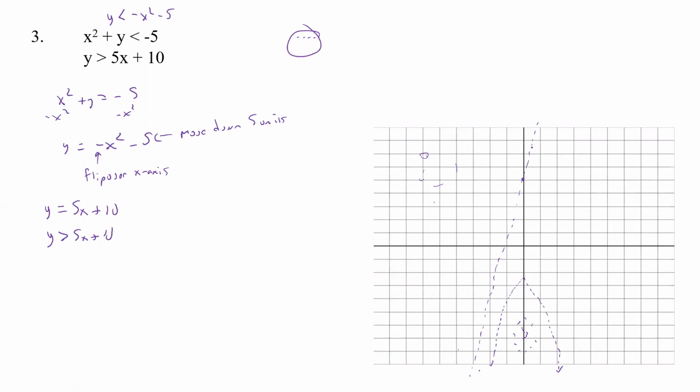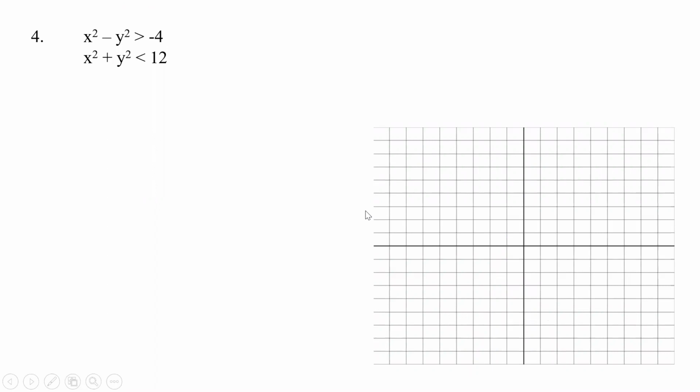Nah, we won't do that. It's not going to help anyway, because it's just going to show the same thing. It's going to be, there's no intersection. All right, what about this one?